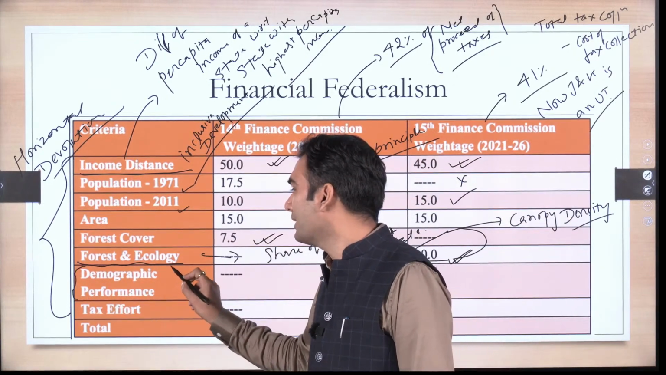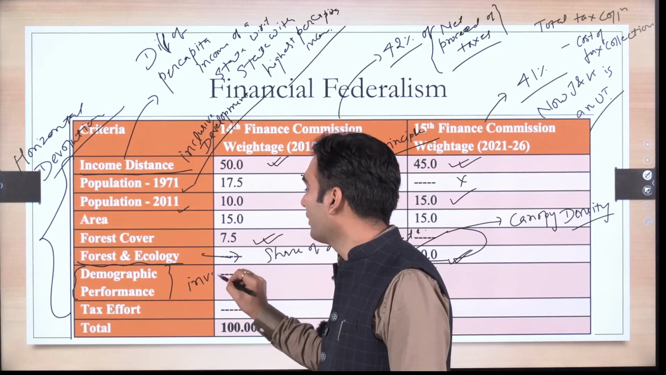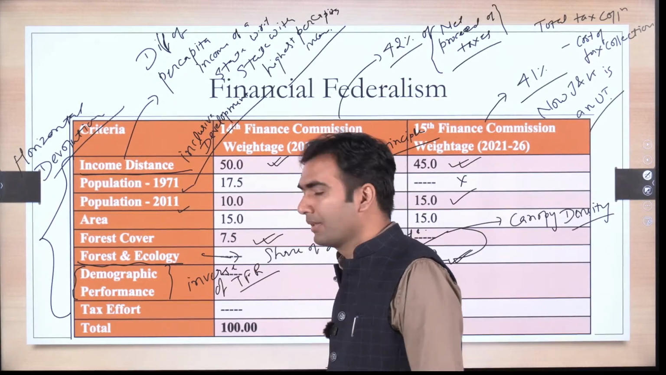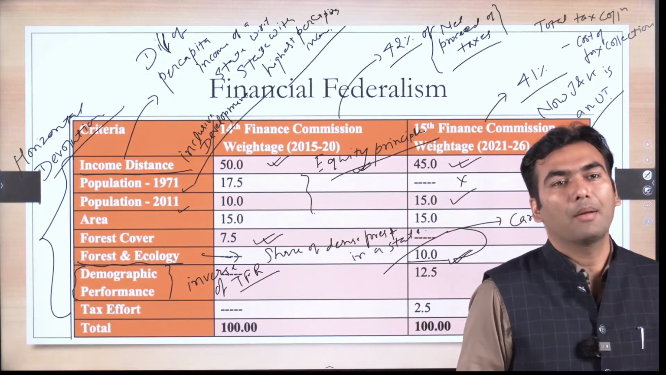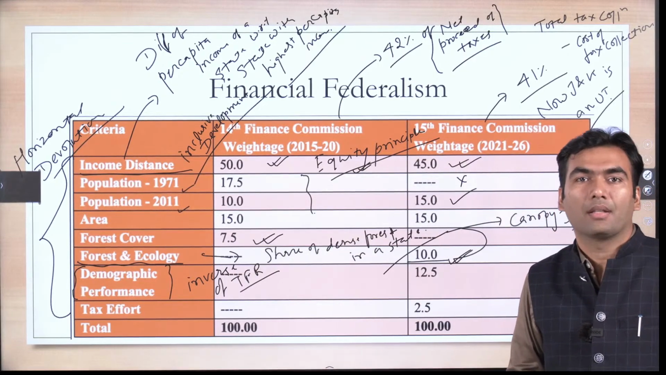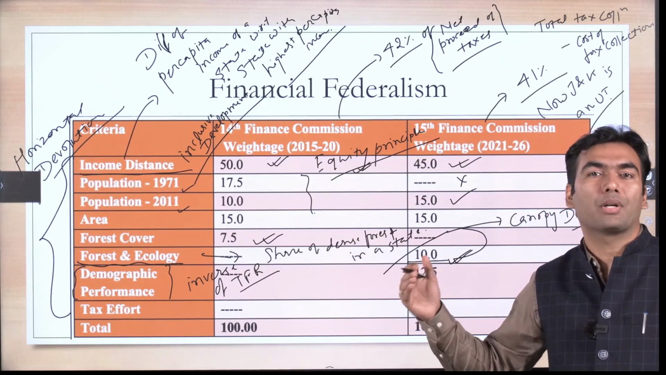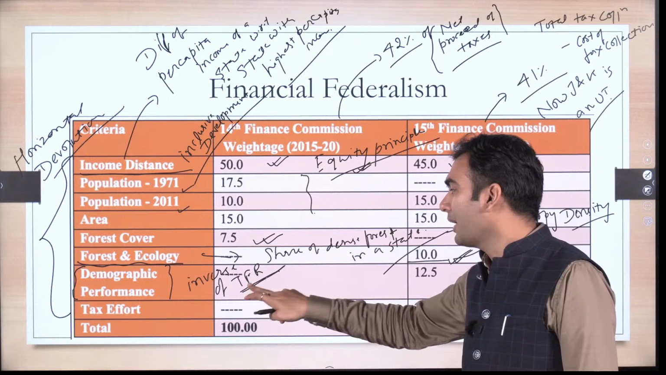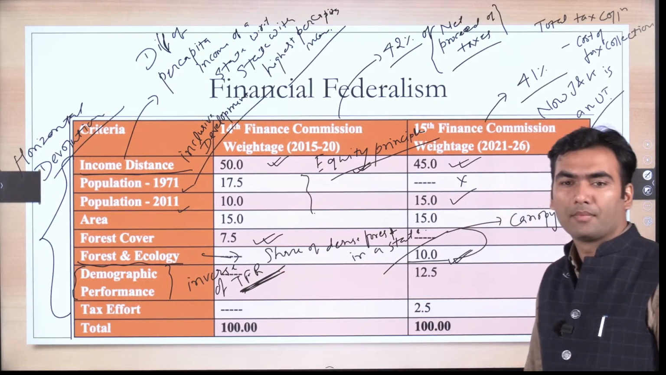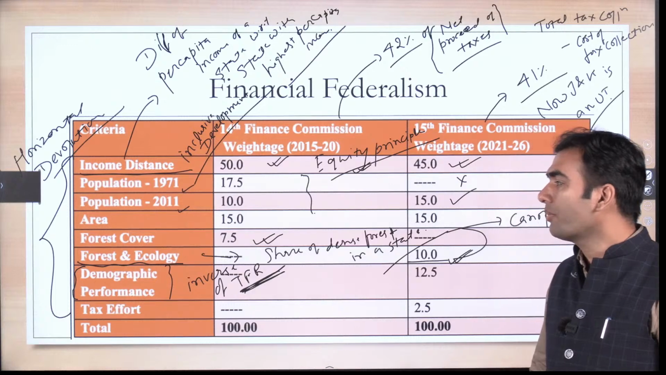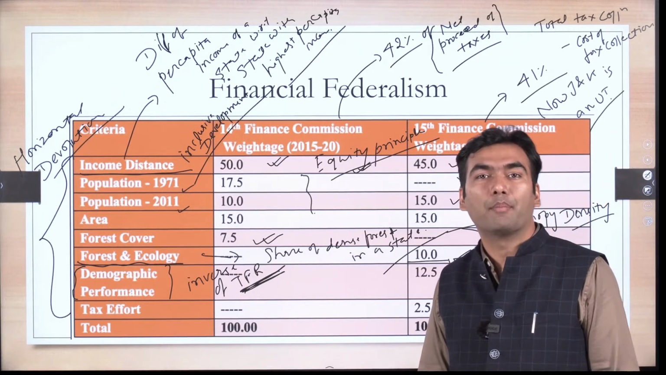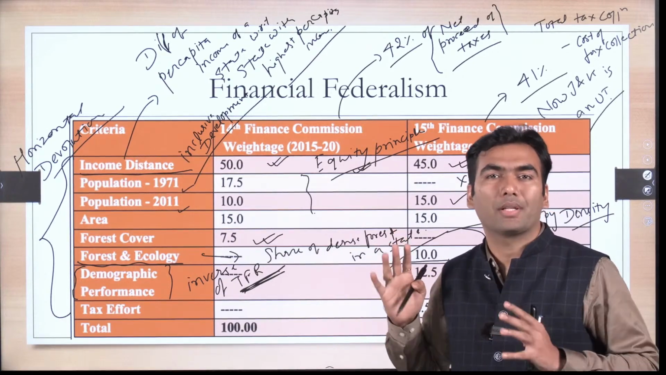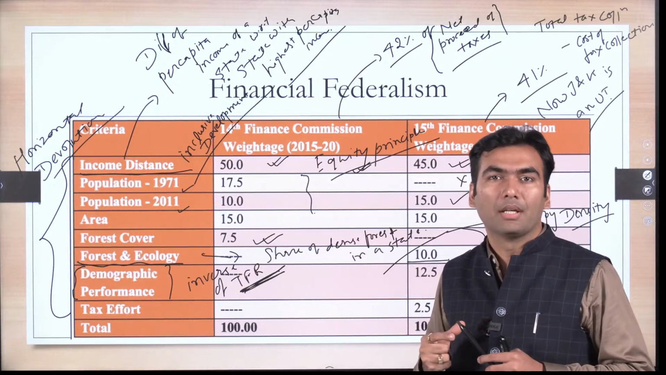Next is demographic performance. Demographic performance is as such the inverse of total fertility rate, TFR. What is TFR? TFR is the total number of children that a woman will bear throughout her reproductive life. Okay, so this is also something that can be asked in prelims. So the inverse of TFR means the state which has more TFR, its demographic performance is not good. It is not controlling the population, which is the policy of the country.